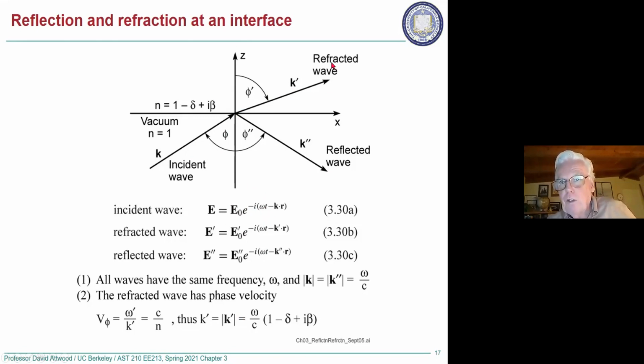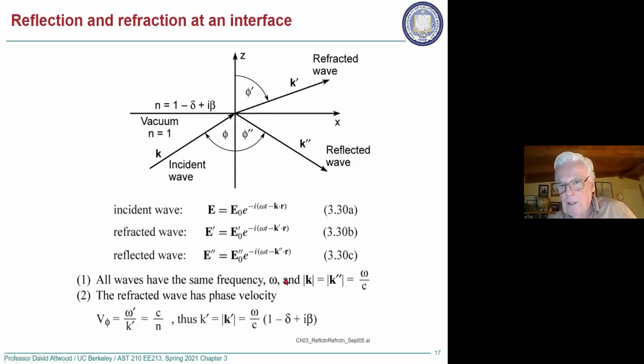So for instance, the refracted wave shown here has a slightly different amplitude, the same frequency, but a wave vector that's different, K prime. And we're going to find out about these things. And then there's a reflected wave, okay? It has its own amplitude, the same time dependence, but its propagation vector is this K double prime.